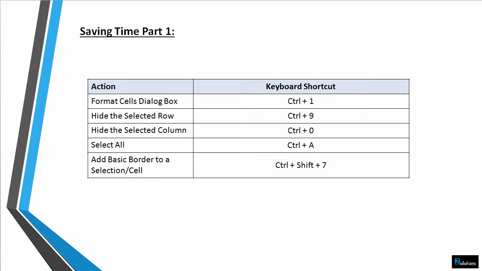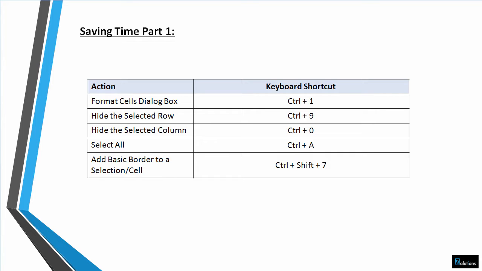If you want to hide a row or a column quickly, simply hit Ctrl+9 to hide the selected row, or Ctrl+0 to hide the selected column. If you want to select everything in the worksheet at once, click Ctrl+A.